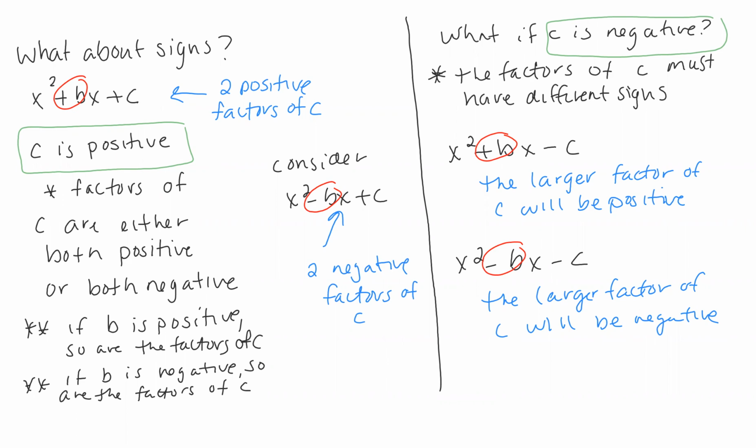Now, on the flip side, what happens if C is negative? Well, factors, remember, are being multiplied. And the only way to multiply two numbers and get a negative is if one of those numbers is positive and the other one is negative. So which sign is going to go to the larger factor? Which sign is going to go to the smaller factor? Well, this all comes down again to B. If B is positive and C is negative, the larger of the two factors will be positive. If B and C are both negative, the larger factor will be negative. Okay, so really study this. Make sure you understand this.